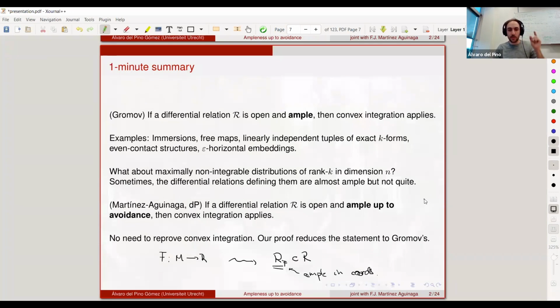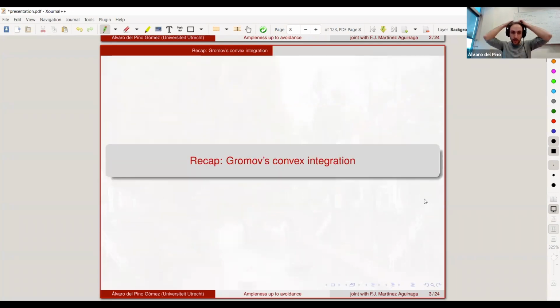Okay, so what is the plan of the talk? The plan of the talk is that I will spend a ridiculous amount of time recapping Gromov's convex integration, and this may be a waste of time because maybe 80% of the people know about this, but okay, I want to keep the 20% alive. And after we've gone through the basics, and this will help me set some notation, I will talk about ampleness, about examples, and I will answer Yasha's question of what is maximally non-integrable for me.